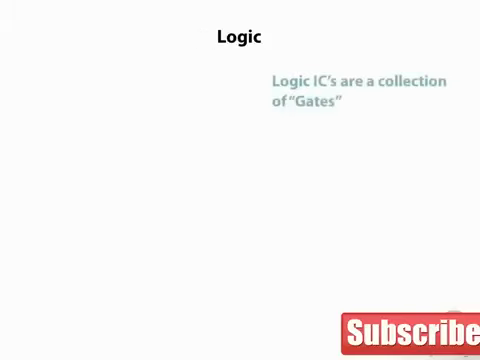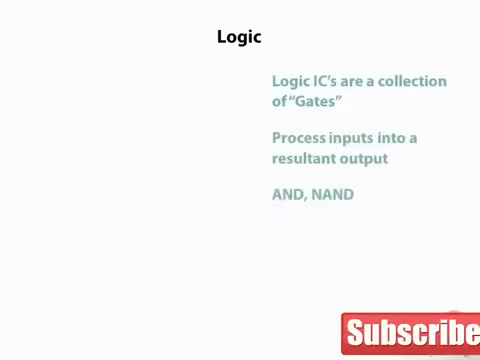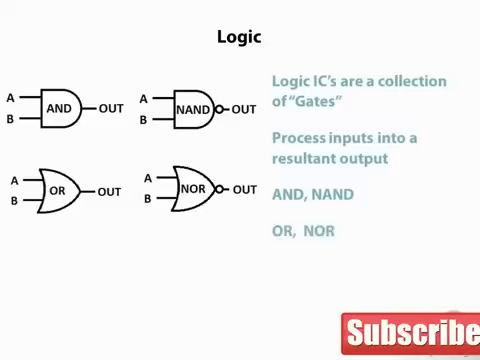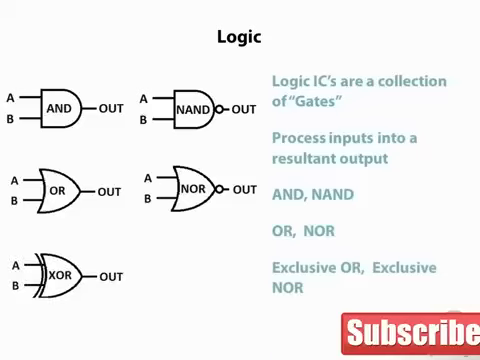Logic ICs are a collection of gates. Gates are circuits that take binary inputs and output a logical decision based on the type of gate. Different types of gates are AND and NAND, shown by the symbols on the left. Also, OR and NOR, and exclusive OR and exclusive NOR, 6 basic types. The gates shown have 2 inputs and 1 output. Gates can have more than 2 inputs.